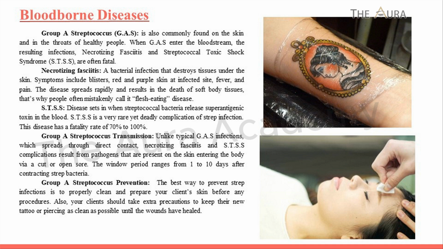Symptoms include blisters, red and purple skin at the infected site, fever, and pain. The disease spreads rapidly and results in the death of soft body tissues. That's why people often mistakenly call it flesh-eating disease.